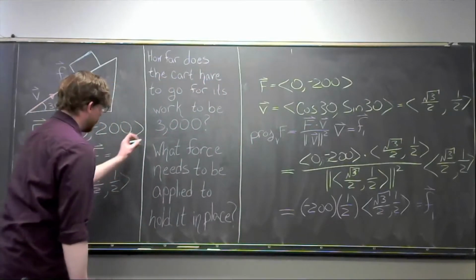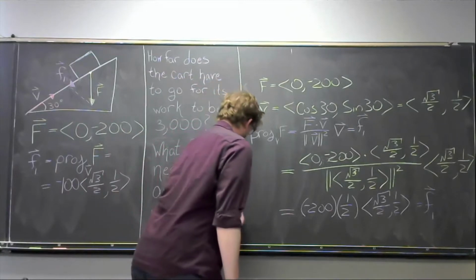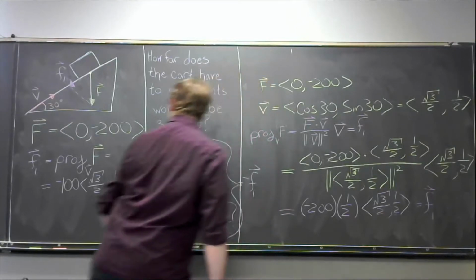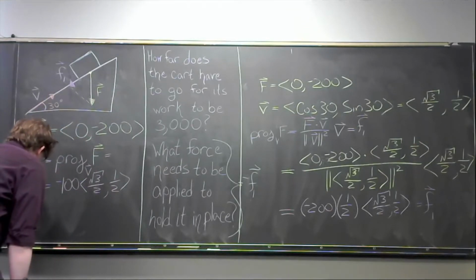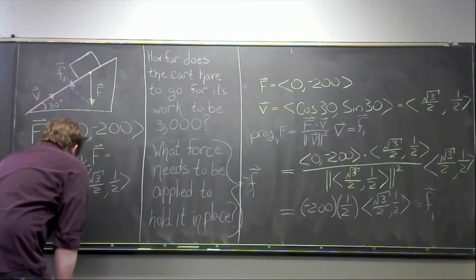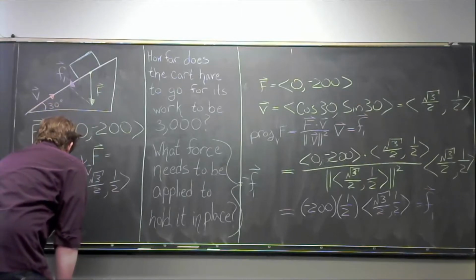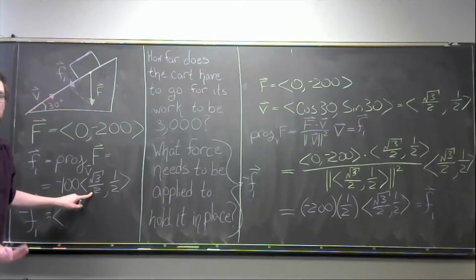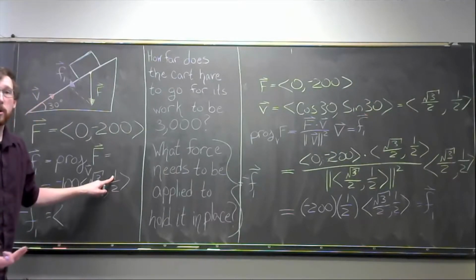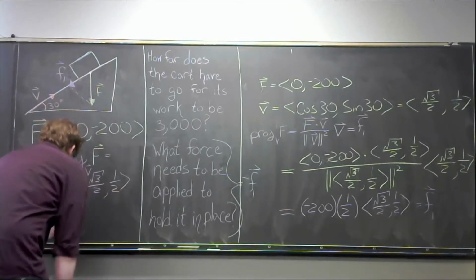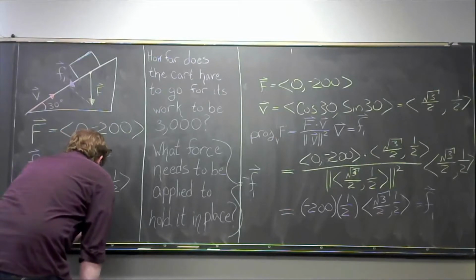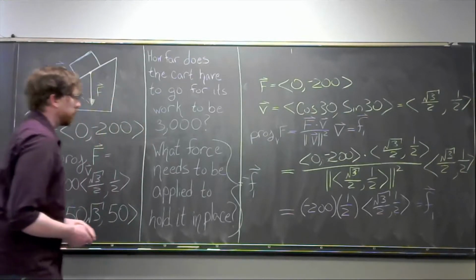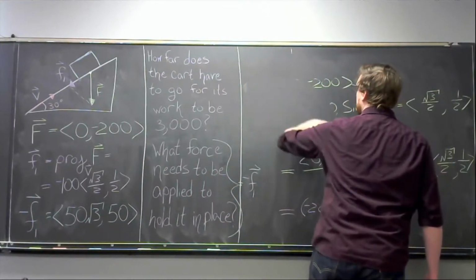So this whole part is equal to the negative of F1, which is going to be equal to 100 times all of this, or bringing it inside of our brackets, we're going to have 100 times the square root of 3 over 2, so just 50 times the square root of 3, and then 100 divided by 2, so just 50. So we're done with the second part.